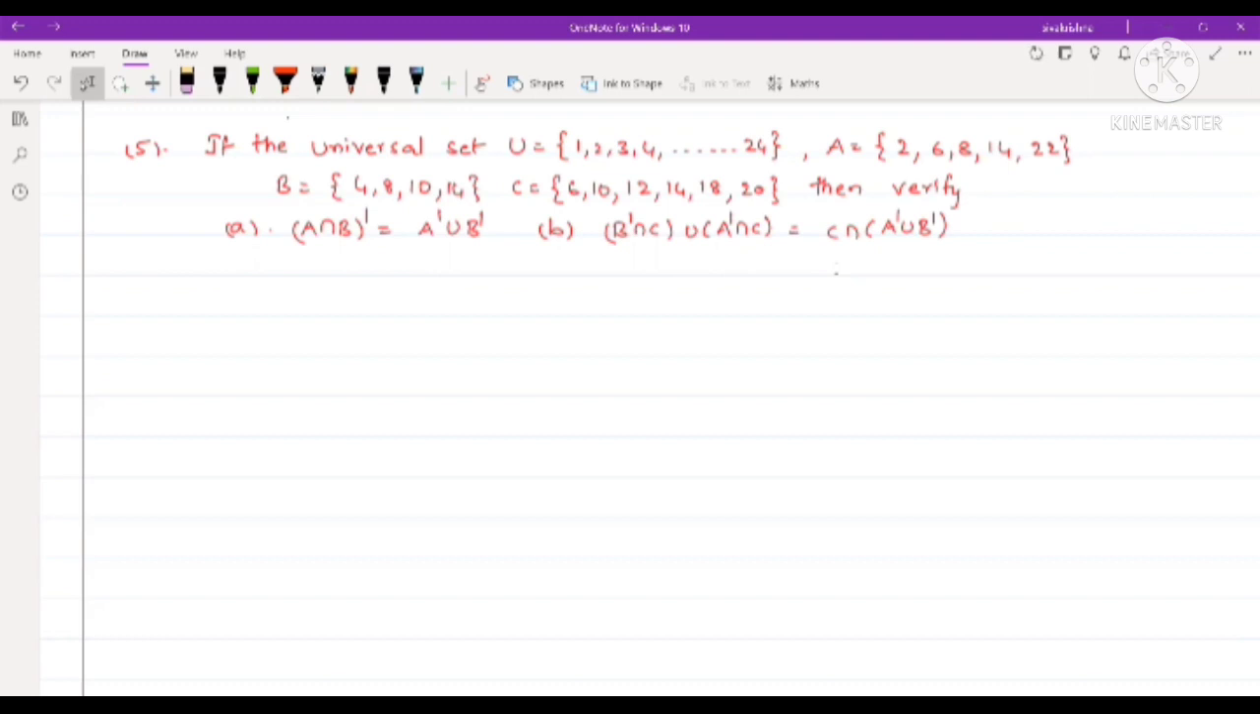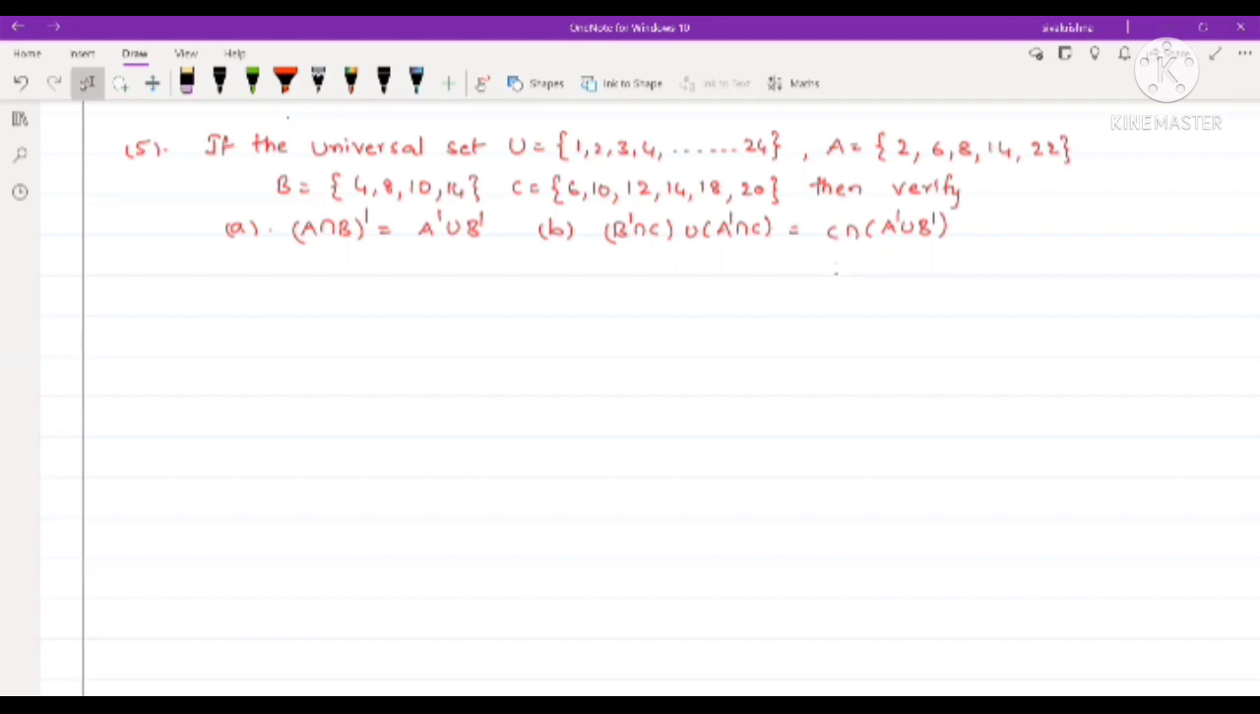In A we have 2, 6, 8, 14 and 22. In B we have 4, 8, 10 and 14. And in C, we have 6, 10, 12, 14, 18, and 20. Then we have to verify two conditions.